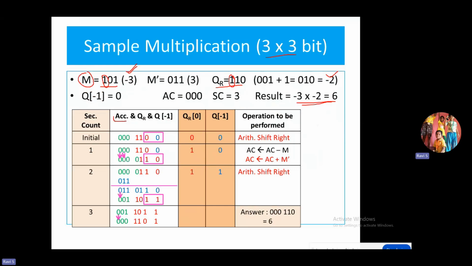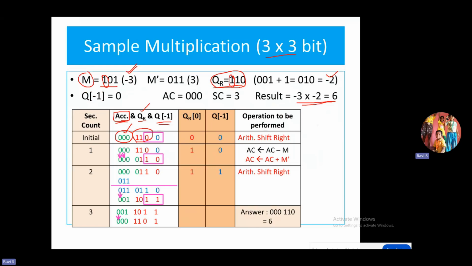For that, we take an accumulator of the same size as the multiplier. The multiplier is 3 bits, so the accumulator must also be 3 bits, with an initial value of 0. This is where the upper 3 bits of the result will be stored. The lower 3 bits of the product will be stored in the multiplier itself. So the total 6-bit result will be stored in the combination of accumulator and multiplier. I have taken the accumulator and multiplier with the given values, and we also assume one more bit called Q minus 1, for performing the Booth multiplication.